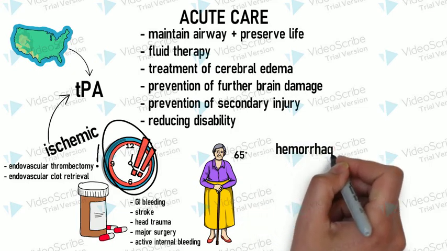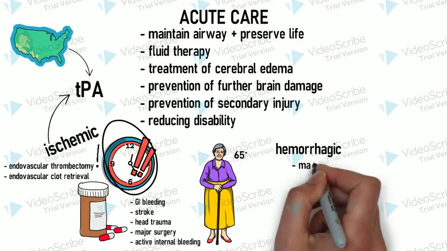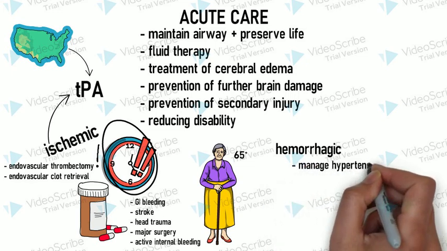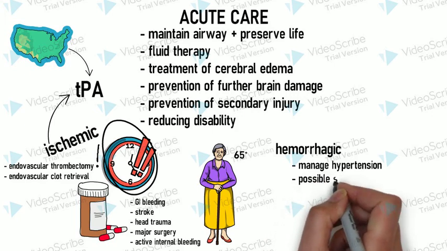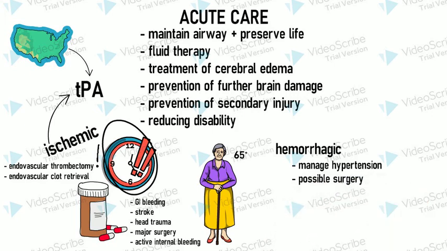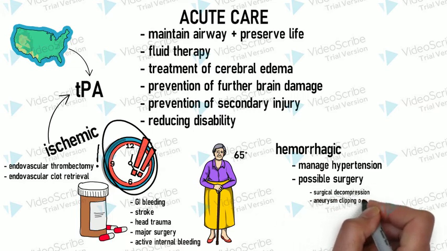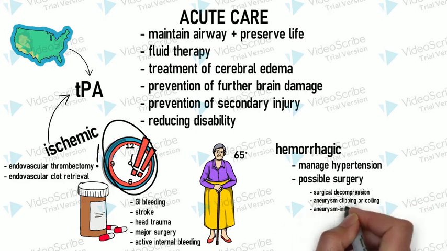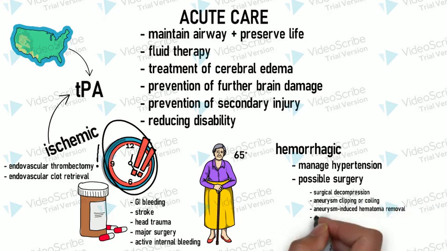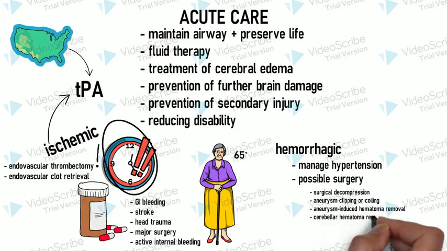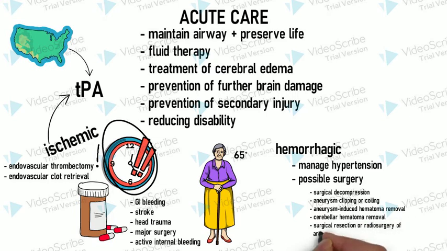In terms of acutely managing a hemorrhagic stroke, the main drug therapy will be geared towards managing the patient's hypertension. Surgical therapy may also be indicated as an option, and there are multiple options. Surgical decompression, if indicated, clipping or coiling of an aneurysm, immediately removing aneurysm-induced hematomas greater than 3 centimeters, immediately removing cerebellar hematomas, again, greater than 3 centimeters, surgical resection or radiosurgery of arteriovenous malformation, or insertion of a ventriculostomy for cerebrospinal fluid drainage.